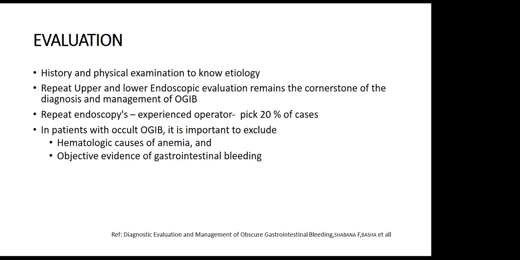In nearly 75% of your obscure GI bleeds, the cause will be found in the small bowel. In the 25%, either the cause will be in the upper GI or in the lower GI, that is in the colon. Among those, 20% you can pick up. In the remaining 5%, in spite of all these investigations, you can still miss. That means the cause will not be obvious.